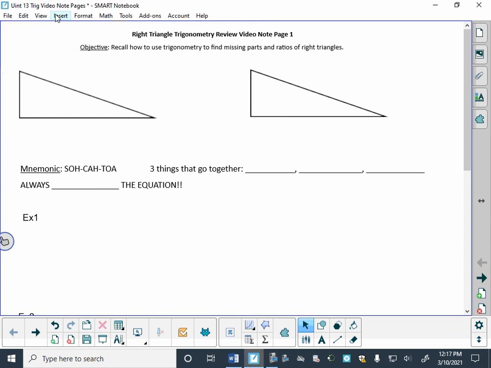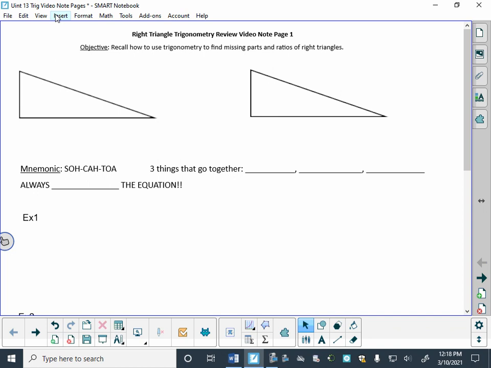Viewing right triangle trigonometry. This can take a couple of videos here for a couple of note pages. We're trying to basically cover what was an entire chapter in geometry in a couple of videos here. So to begin with, you're probably going to want to have a calculator around. So make sure that you do that.